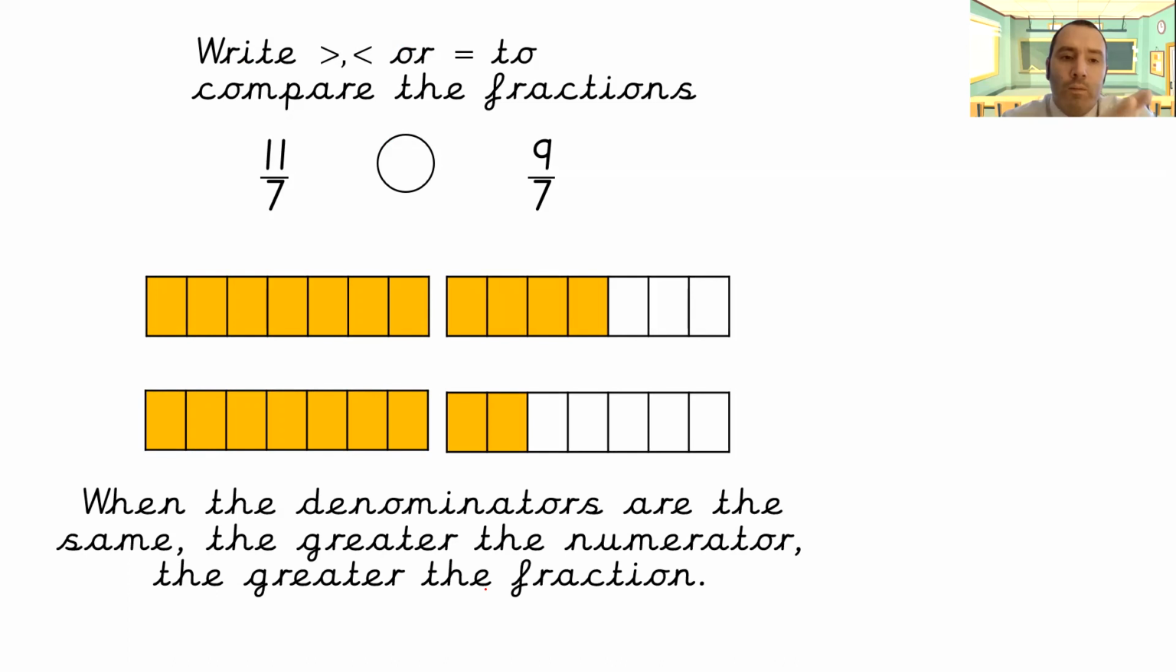So we've got 2 full bars on the left-hand side. We don't need to look at those. We do need to look at the right-hand bars. One's got 4, one's got 2. So it tells us one of our fractions is bigger than the other.